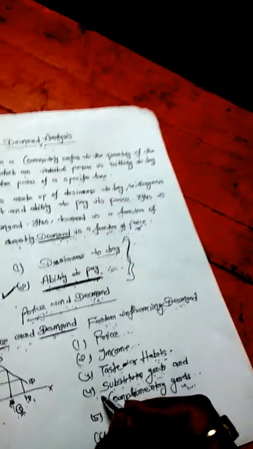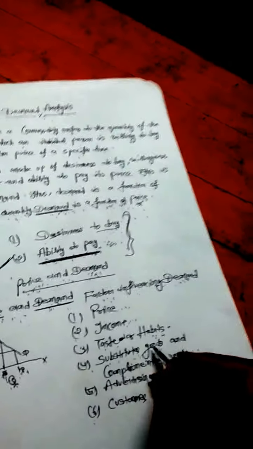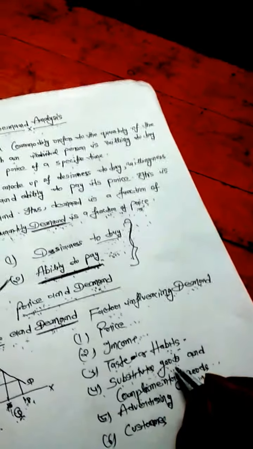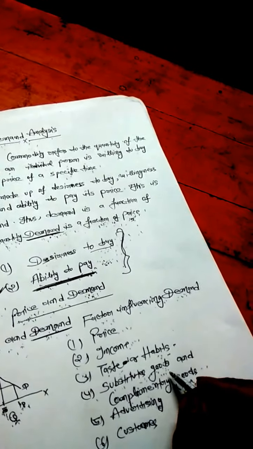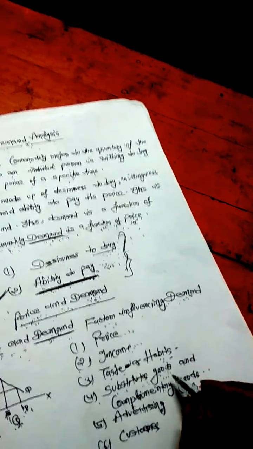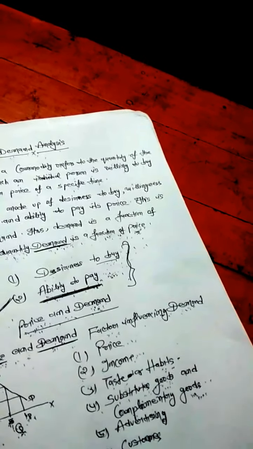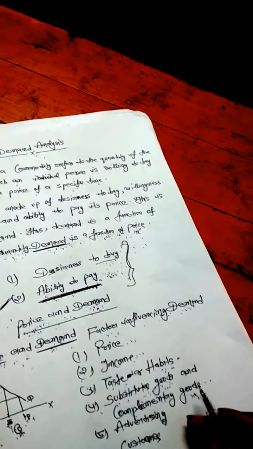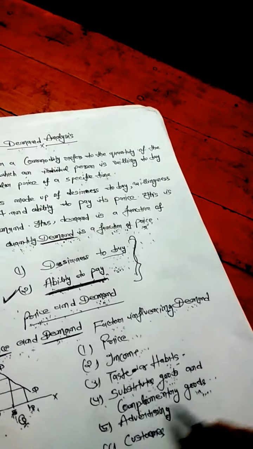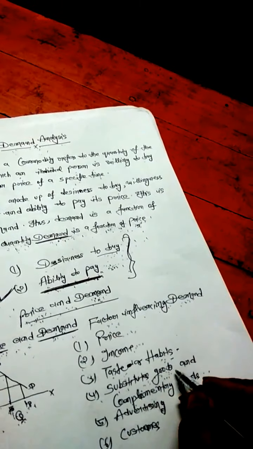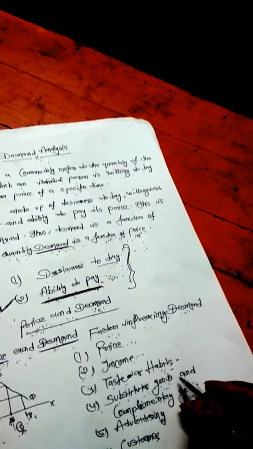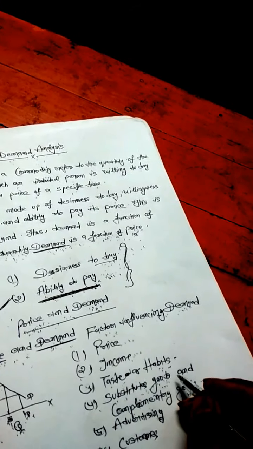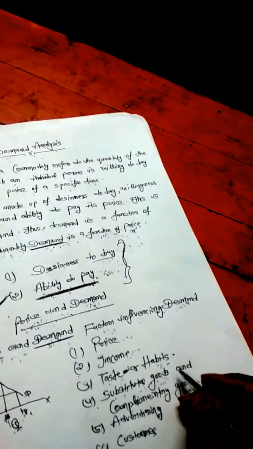Next are substitute goods. If the price of a good is rising, in this condition customers want to go to substitute goods and buy them. Substitute goods can be expressed as tea and coffee, or fruits such as pears and apples, etc.